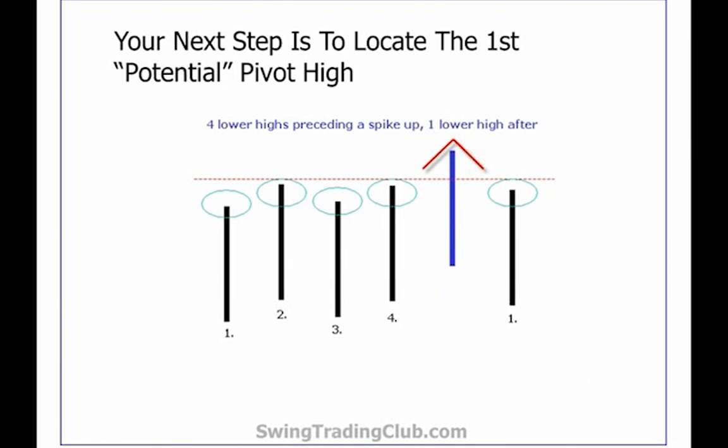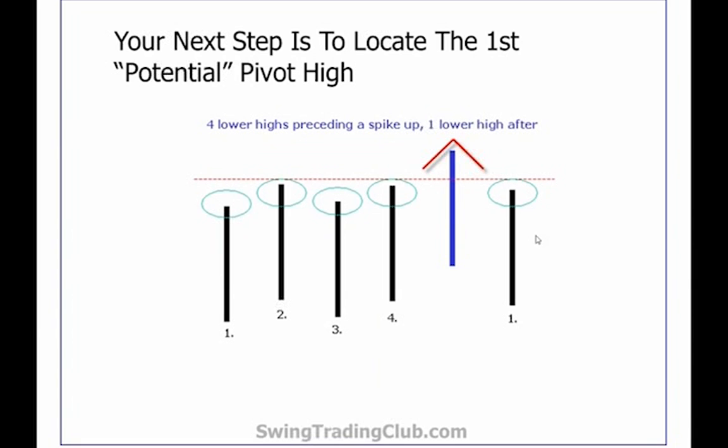Now let's go back to the pivot high. One thing we're going to do in this strategy is we're not going to use a 4-4 pivot that I showed you. We're going to use what's called a 4-1 pivot. The reason we don't want to wait for 4 days after is we could miss all the action.